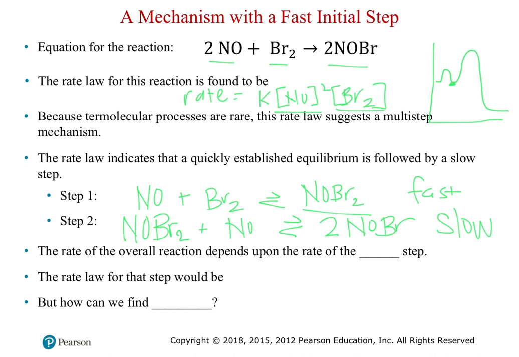So the rate of the reaction depends on the slow step. So that would mean that for our rate law, we write the rate law for the slow step, it would be k2, we'll say, for the second step, okay, k1 and k2, times our reactant at the second step.